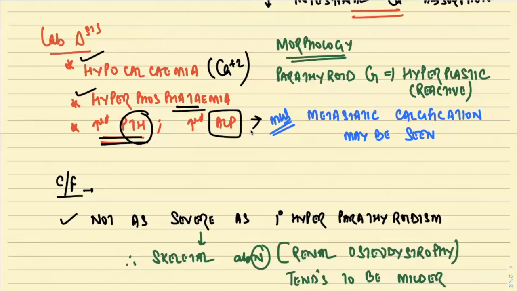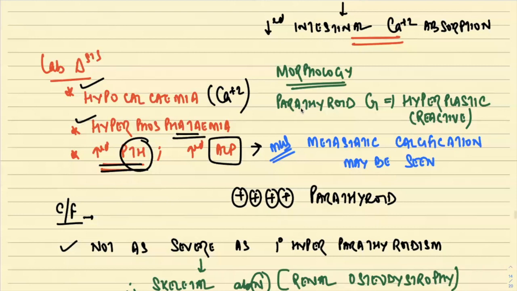Morphologically, what is the end result of secondary hyperparathyroidism? There is a lot of stimulation of the parathyroid, yes or no? Because of excessive levels of parathormone, the parathyroid is excessively stimulated. As a result, the parathyroid glands become reactive. So there is a reactive hyperplasia of the glands, meaning all 4 glands will be hyperplastic in nature.